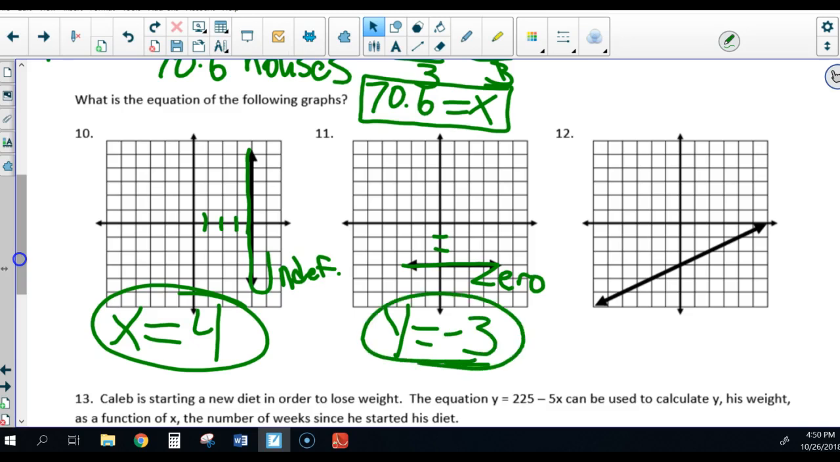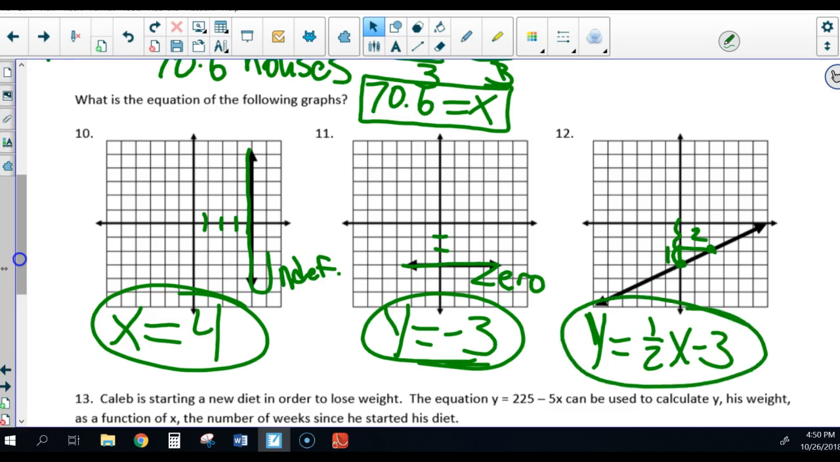Y equals -3. Number 12 is a normal line, diagonal, with a slope, with a y-intercept. It has an m and a b, so I know my equation is going to be y equals mx plus b. I see a point there. I see a point there. My rise and run is 1/2. So y equals 1/2 x. My y-intercept is -3. So there's the equation for that.